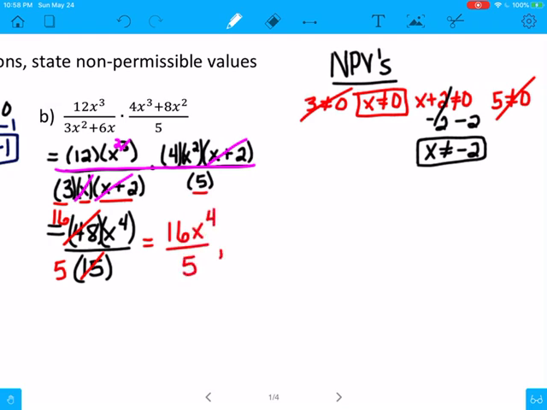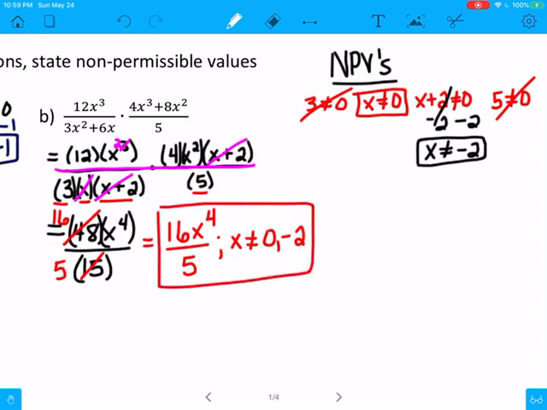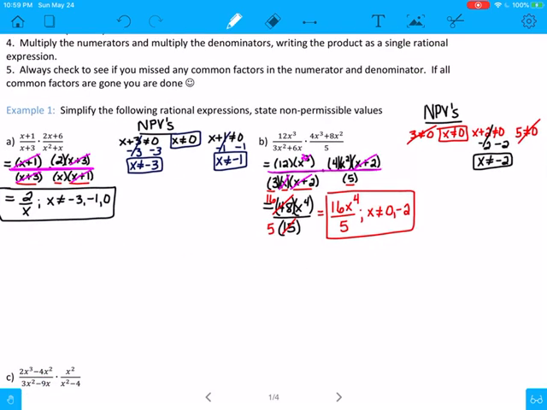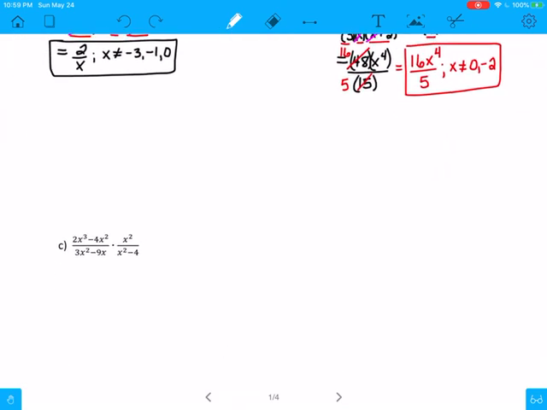And I have to go behind with my NPVs. X cannot equal 0, comma, negative 2. And that's it. That's all we do for all the multiplying. So we're going to practice a whole bunch. So let's look at C.